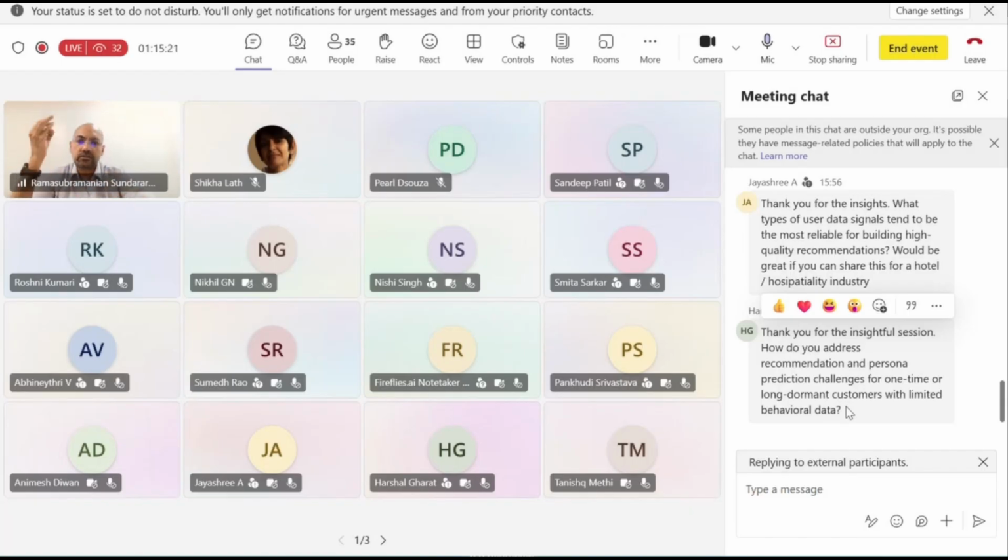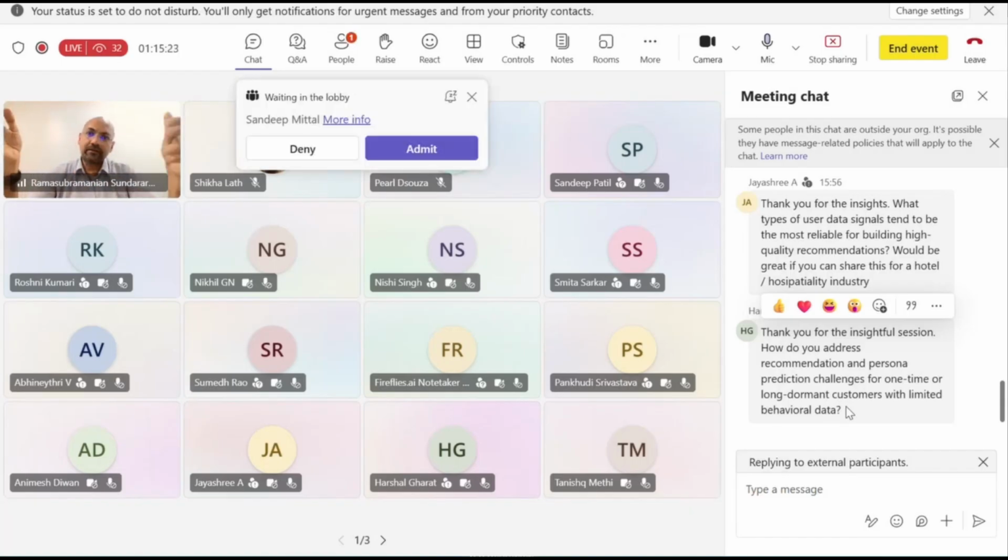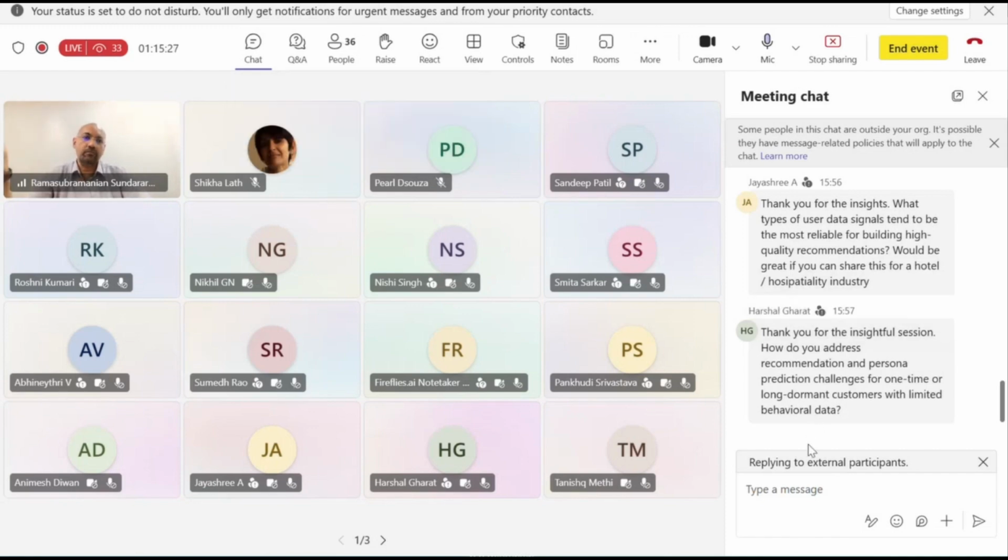One is, for instance, something like the genome, which works well when it comes to understanding how long dormant or one-time customers behave. Historically, we found it to work well. Trending itself is a good strategy to start.